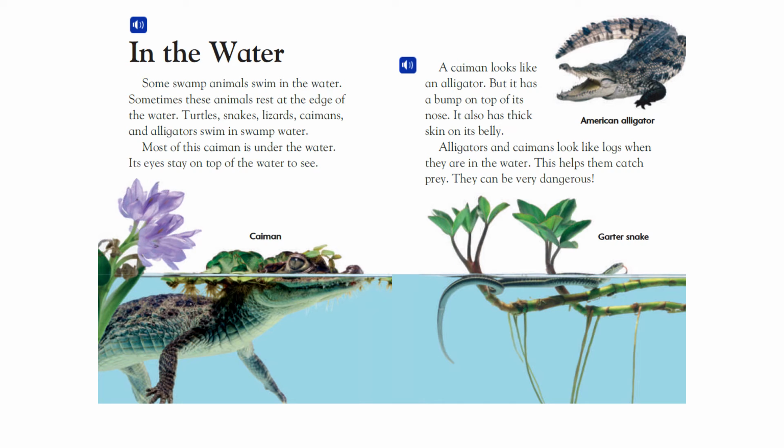Alligators and caimans look like logs when they are in the water. This helps them catch prey. They can be very dangerous.